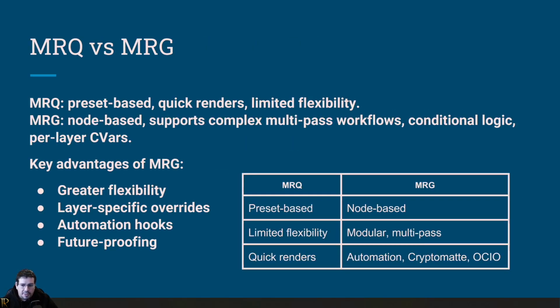So, some context. The movie render queue is preset based. It does quick renders, and it has limited flexibility. So if you're using movie render queue, this might be for you. The movie render graph is node based. Think about blueprints or material nodes, same thing. It supports complex multiple pass workflows, conditional logic, and per layer CVARs. Some advantages, again, are the flexibility that you get. You can have layer-specific overrides, automation hooks, and it's future-proofing yourself. Okay?